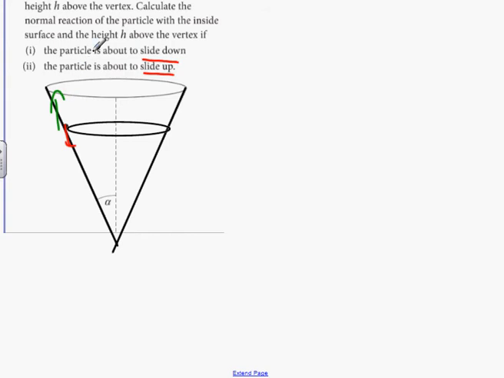So what we're going to do here is, number 10. I'm just going to resolve some forces. Let's start off with R. R here is perpendicular to the surface. Now, we can see that it makes a reasonably nice 90-degree triangle for R.